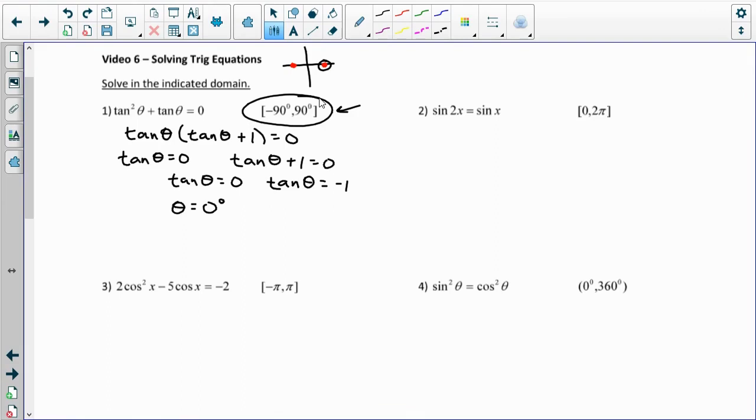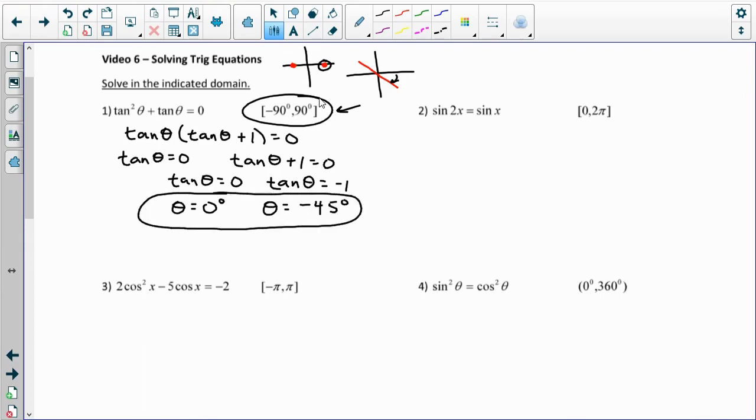Where is tangent of theta equal to negative 1? Tangent of theta is equal to negative 1, where y over x equals negative 1. And so y over x is equal to negative 1 at 45-degree reference angles in the second and fourth quadrants. Since it's from negative 90 to 90, we're only going to look at the fourth quadrant, and we're going to say negative 45 degrees. So tangent of theta equals 0 degrees and negative 45 degrees are the two answers that we have for this problem.